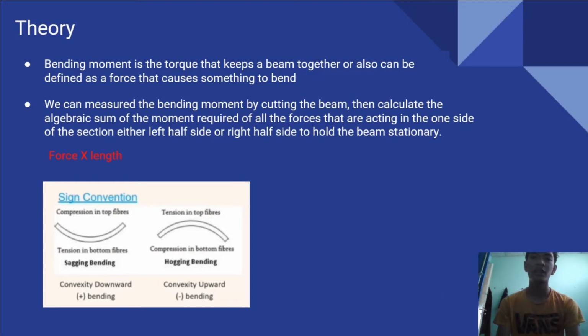Okay, there are two sign conventions. First, positive bending, sagging bending on the top: compression in the top fibers and tension in the bottom fibers. For the negative bending, hogging bending: the tension in the top fiber and the compression in the bottom fiber.